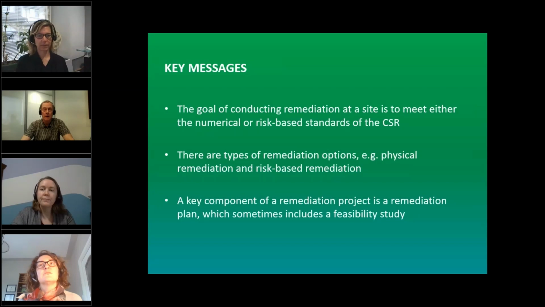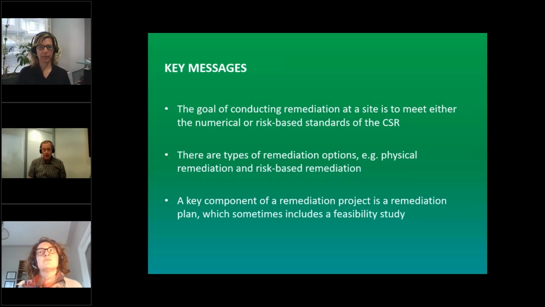Thank you everyone for your attention, and we want to close the presentation with some key takeaway messages. First, the goal of conducting remediation is to meet either numerical or risk-based standards. Remediation options are either physical remediation or risk-based remediation. And a key component of any remediation project is a remediation plan. And that's it. Thank you very much.